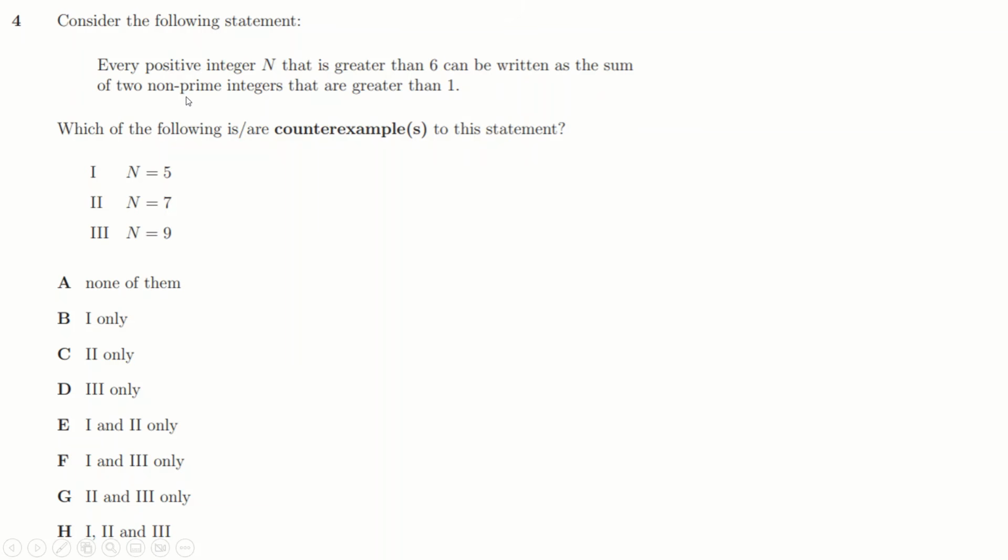Number 4. So this is making a statement about numbers. Every positive integer n that is greater than 6, let's stop right there. If any number in this list is not greater than 6, we can immediately cross it out as a counterexample, because this statement isn't talking about numbers that are less than 6, it's talking about numbers that are greater than 6. So this is irrelevant.